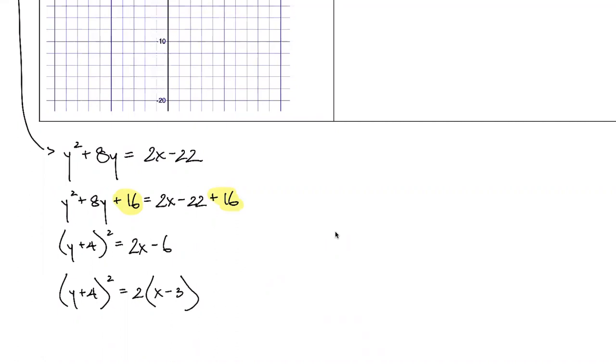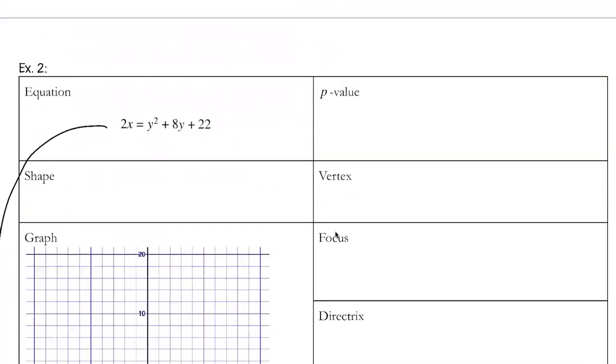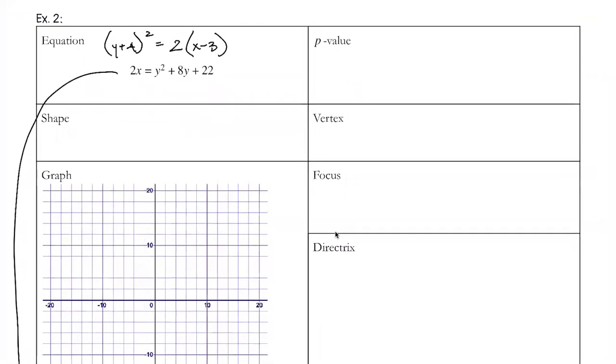And then the last thing I did was factor out the 2 so that I could see exactly where the coordinates of my vertex are, but also use that to help me determine which way my parabola opens and what is the value of p. So let's write this equation again up here. y plus 4 squared equals 2 times x minus 3. Okay, so help me out here. What's the coordinate of the vertex? 3, comma, negative 4.